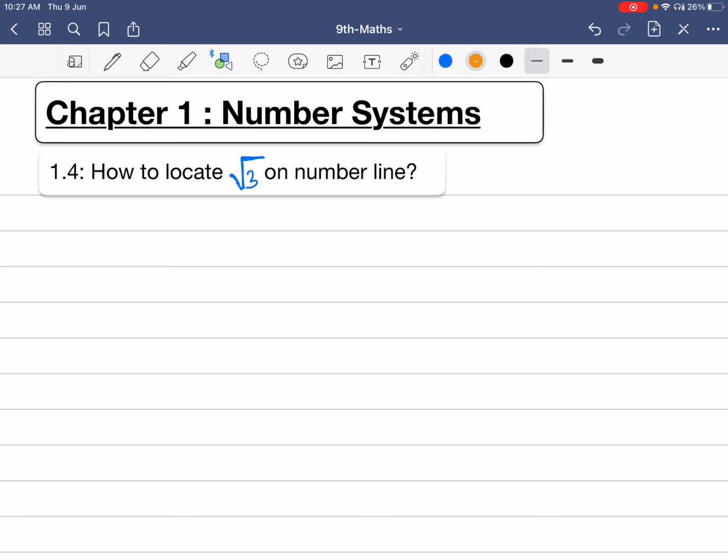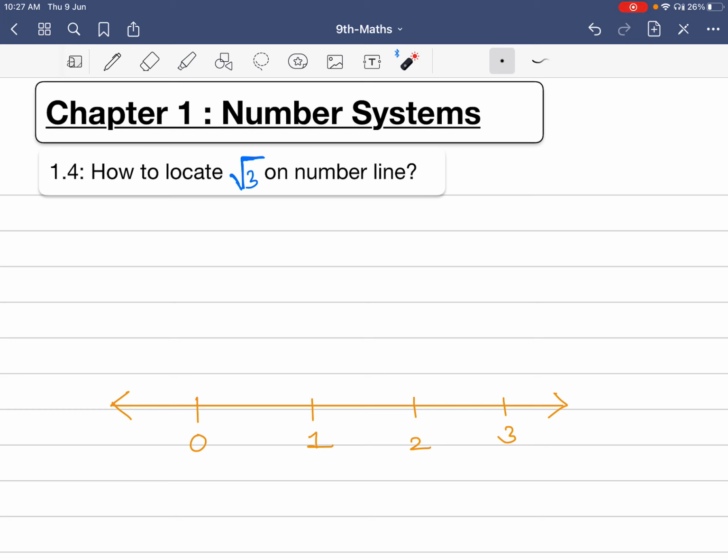First, let's draw a number line. I'm going to need a lot of space upside, so let me just draw it down. This is our number line. Let's say this is 0 and this is 1 and this is 2 and this is 3. These are the whole numbers that we put on the number line: 0, 1, 2, 3, and on this side we have negative numbers. Now we have to locate an irrational number on this number line.